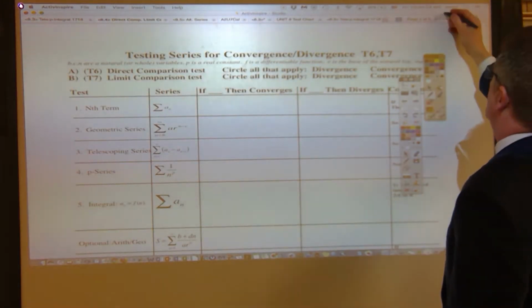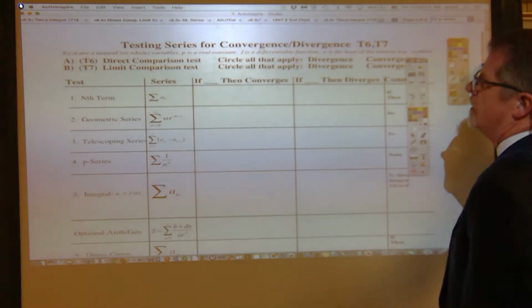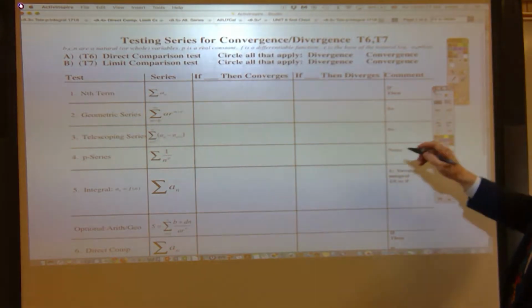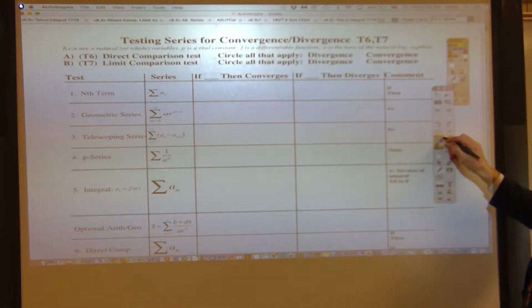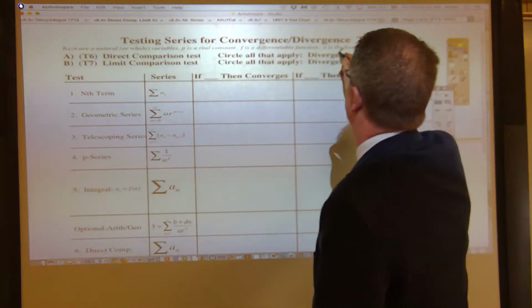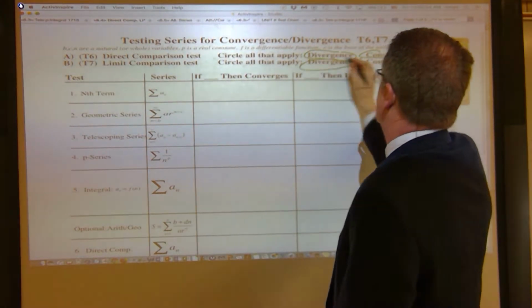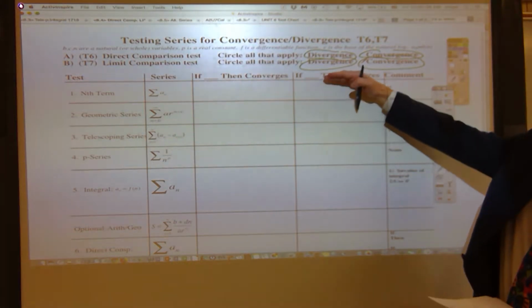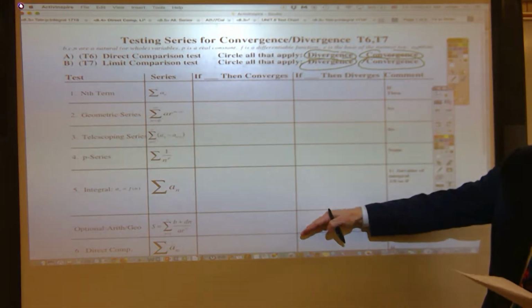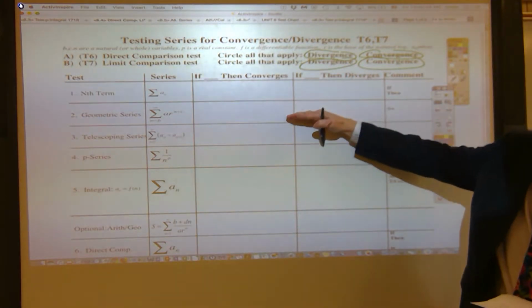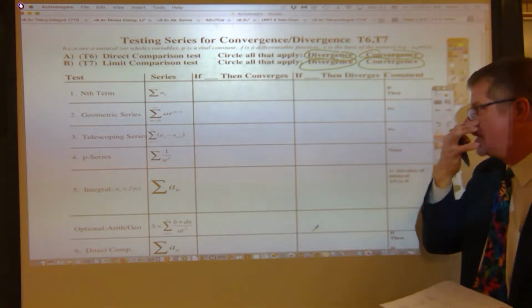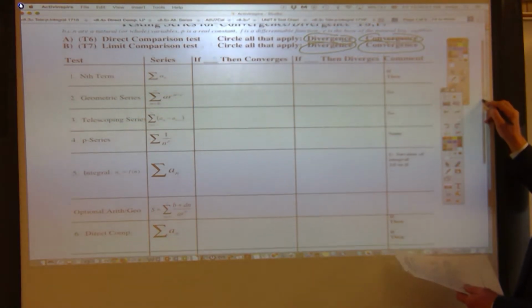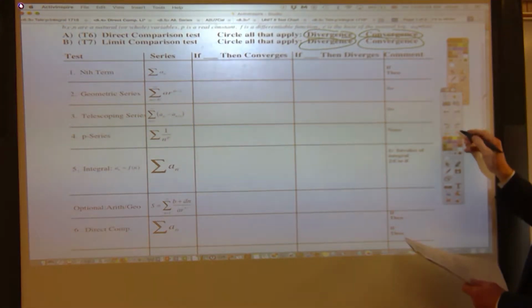Okay, now we have the first page of our lesson for the direct comparison and the limit comparison. Both of them are sufficiently sensitive to detect both divergence and convergence. Now, if we weren't pushed for time, we would go through, you know what? Actually, I think we can fit this in. See if you can remember what happened on the first 5 tests. Fill in the conditions for convergence, divergence, and the comments. Do rows 1 through 5.